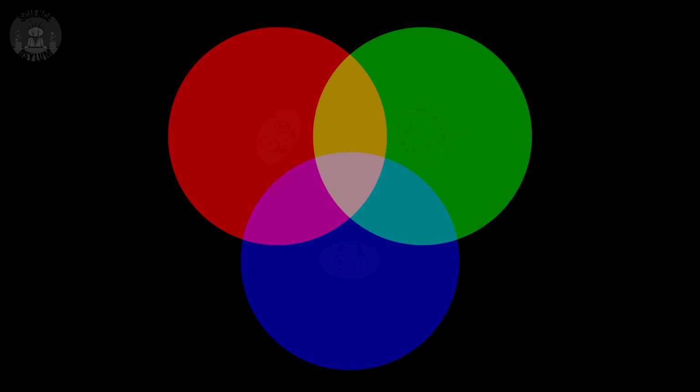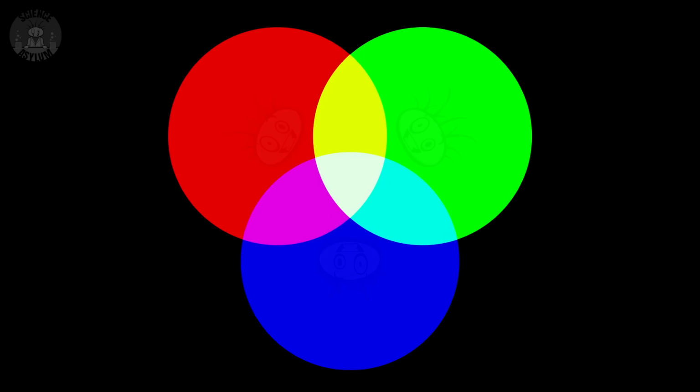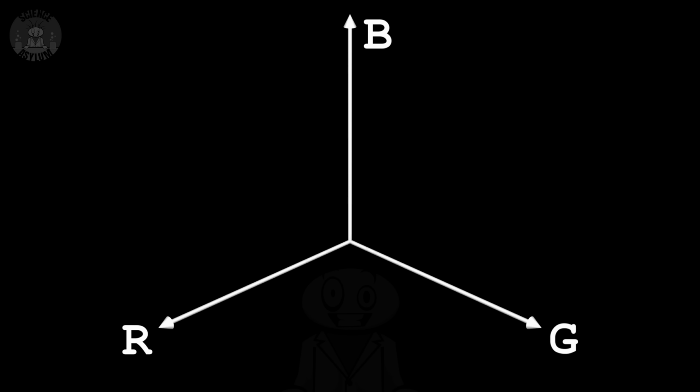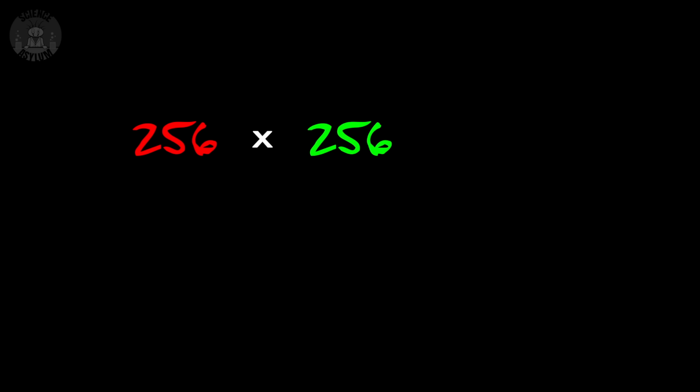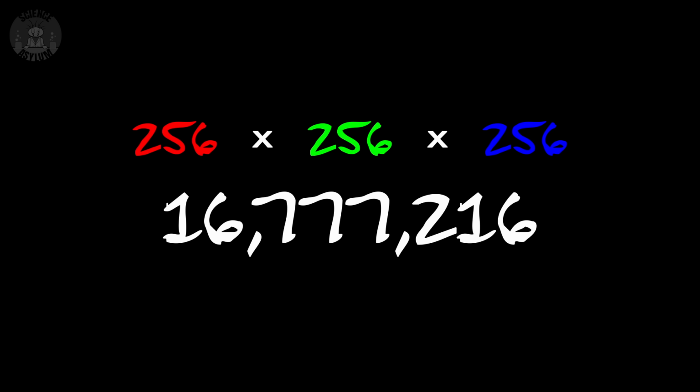But a diagram like this isn't mathy enough to be useful for screen design. Imagine for a moment that each of these 3 primary colors represents a dimension in 3D space. Every color your screen can make would be a vector in that space. And if we displayed them all, it would look something like this. Each RGB value can be anywhere from 0 to 255. That's 256 possible values each. You'll understand where that number comes from a little later. 256 times 256 times 256 makes for 16,777,216 possible colors. That's a lot of colors.